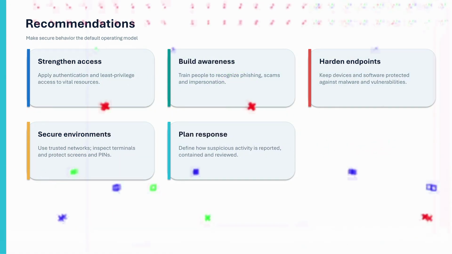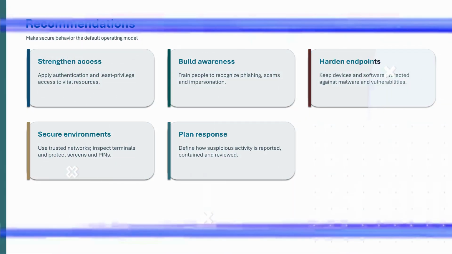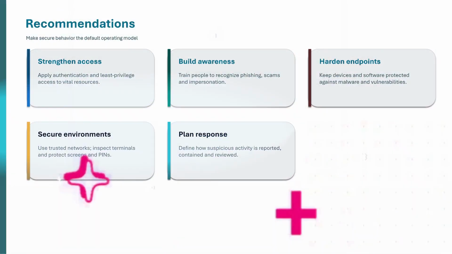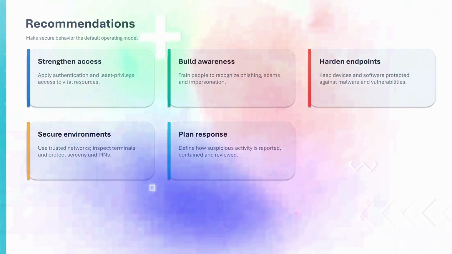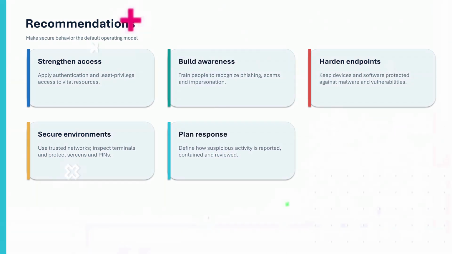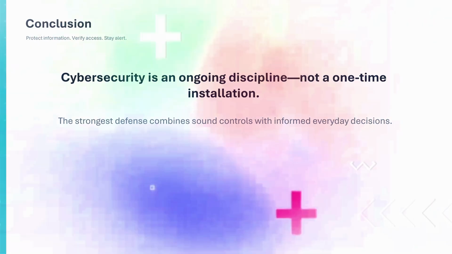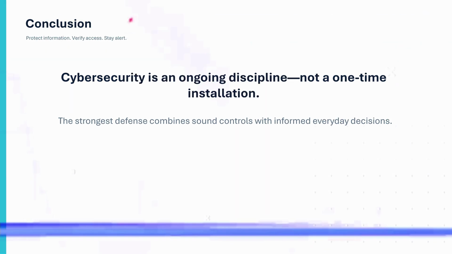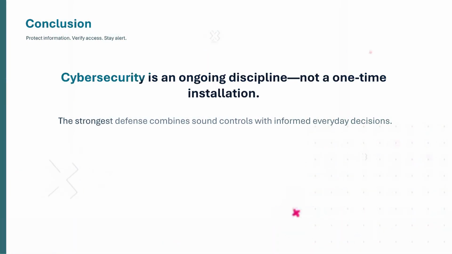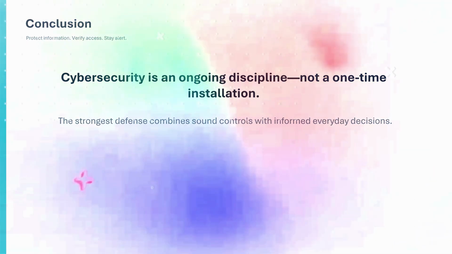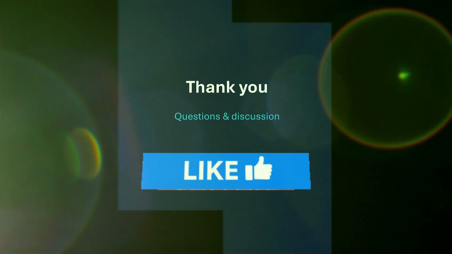Cybersecurity is a continuous practice. Protect your information, verify authorization, and stay alert. Our strongest defense combines reliable technology with informed everyday decisions. Reporting a suspicious email early can protect your entire organization, whereas ignoring warning signs gives attackers time to move deeper into critical systems. What is one security behavior you plan to change starting today?